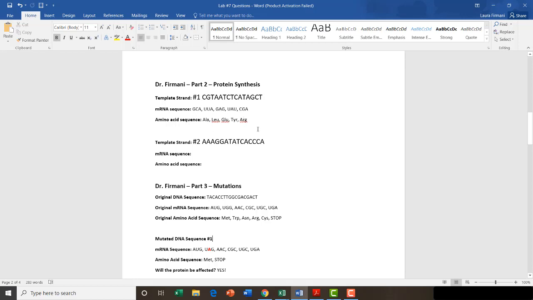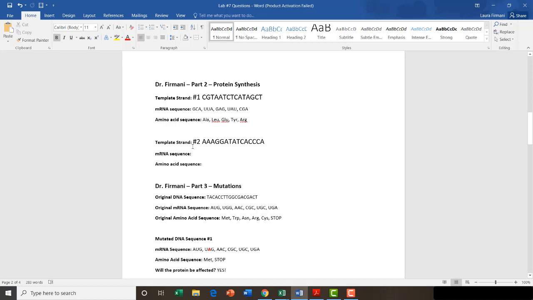Going on, here's template strand number 2. This is the time that I want you to practice on your own. So now in your document, please write out template strand number 2. Here's the information right now. It's AAA, GGA, TAT, CAC, CCA.